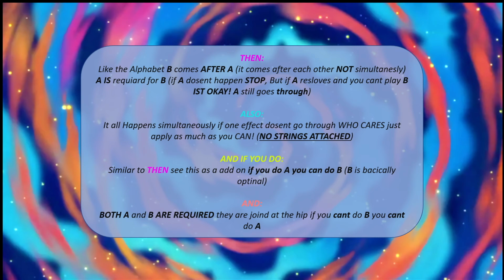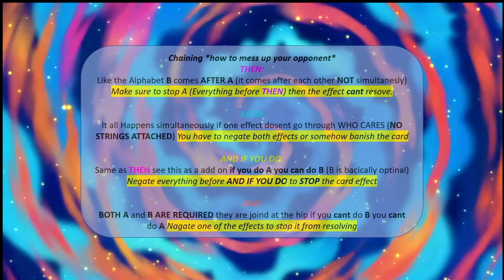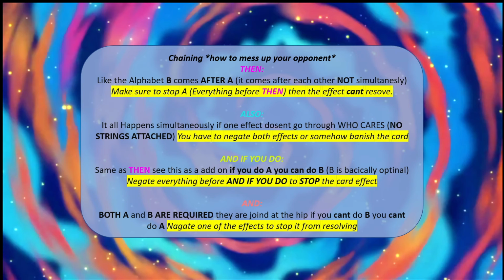Now if we want to look at this for chaining purposes, just look at the yellow parts. So we start again with then, like the alphabet. B comes after A. It comes after each other, not simultaneously. So make sure you stop A. Everything before then, the effect cannot resolve. So if you see there's then, target the part before then, and you just stop the card from happening.